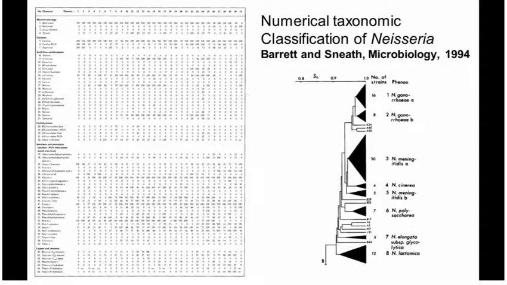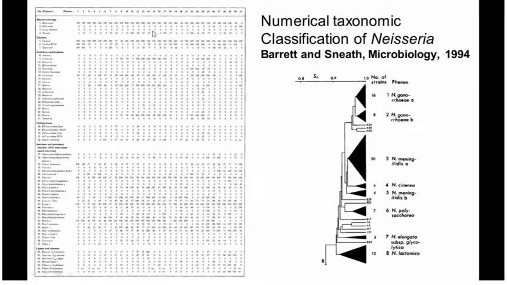So Neisseria: gram-negative cocci in diplococcus formation, and some of them are very important pathogens, for gonorrhea, Neisseria gonorrhoeae, and Neisseria meningitidis, meningococcus. So they had all these different strains of bacteria, 31 different strains here that they wanted to classify.